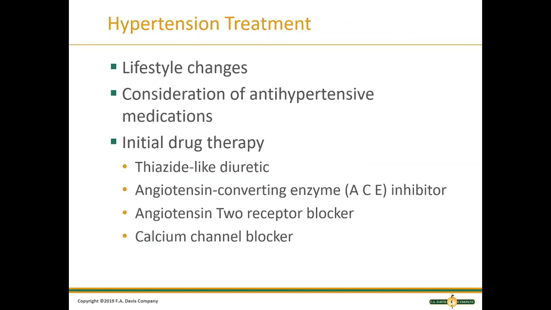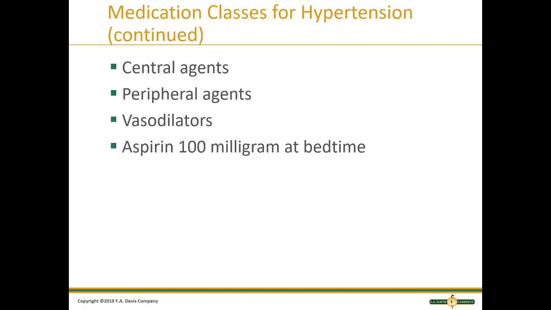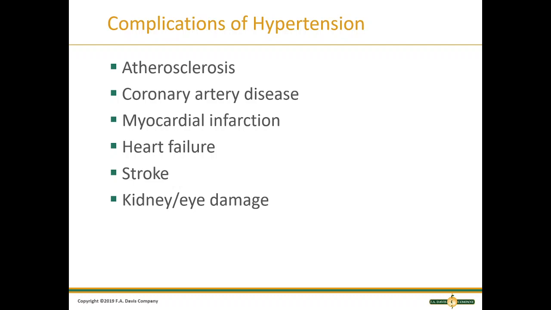These are the medications that are given: nitrate drug therapy, thiazide-like diuretics, angiotensin-converting enzyme, ACE inhibitors, angiotensin II receptor blockers, and calcium channel blockers. Diuretics, ACE inhibitors, calcium channel blockers. Okay, so those are continuing on. Complications of hypertension: atherosclerosis, right? Coronary artery disease, MIs, heart attack, heart failure, strokes, kidney or eye damage. Okay.